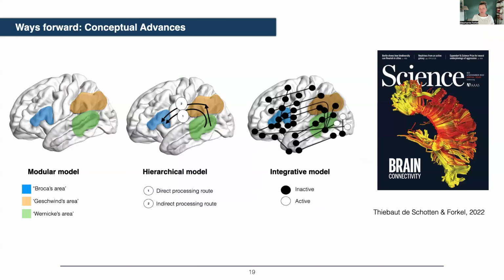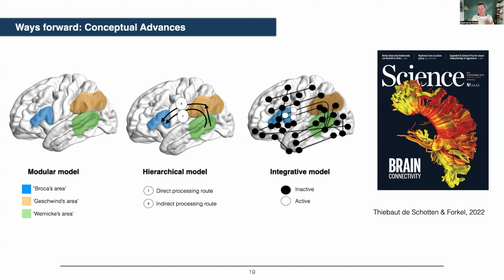Now, the final thing I want to briefly show you is that we recently reviewed the last 10 years of brain connectivity studies and proposed a new model of how the brain works by integrating information from various parts of the brain to give rise to emergent functions.